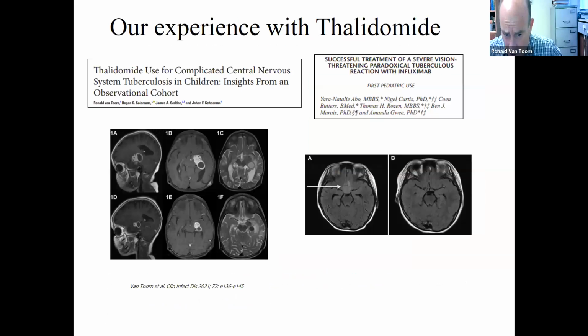We've been publishing our results now for the last few years. We've probably treated more than 50 consecutive patients now with these lesions. And if you can't get hold of thalidomide, another way of targeting tumor necrosis factor alpha is to give the monoclonal antibody called infliximab, which is probably easier to obtain and cheaper than thalidomide.